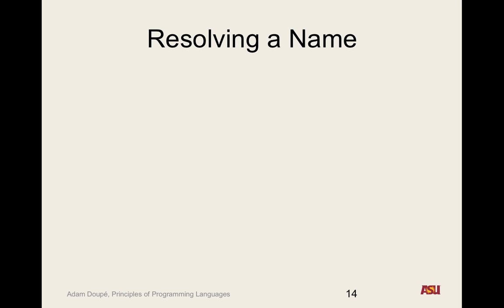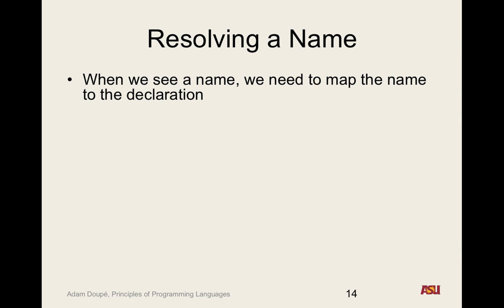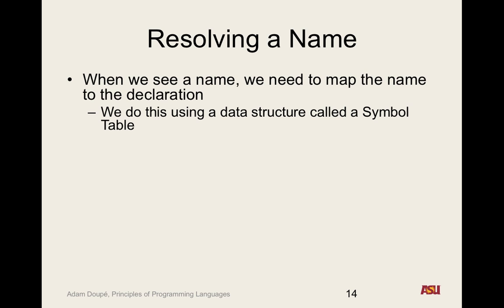Okay, so when we see a name, when we're trying to analyze or understand a program, we need to map that name to a declaration so that assignments happen to the same declaration, and so that when we print things out or access variables, they all refer to the same thing. To do this, we use a data structure that we're going to call a symbol table. And it's actually incredibly simple. It maps names to declarations and attributes.